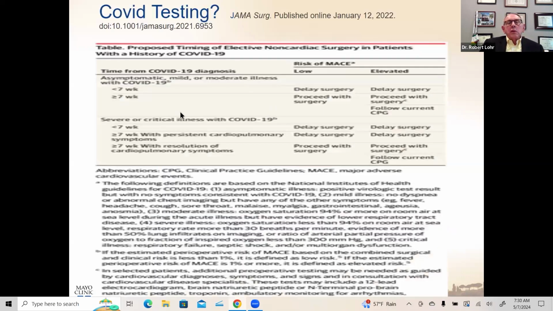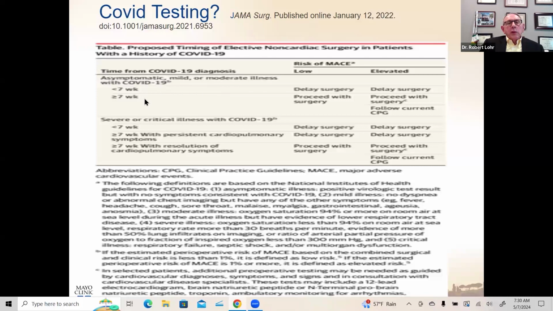COVID testing. Now, this is a difficult slide to read, so I'm going to try and walk you through it. And this was from now about 1.5 years ago. On the left side, we have time from COVID diagnosis. And on the right side, we have risk of MACE, which is major adverse cardiac events. And we have a low risk category and an elevated risk. So time from diagnosis, asymptomatic or mild COVID, if it's less than 7 weeks, low or high cardiac risk, you delay surgery.